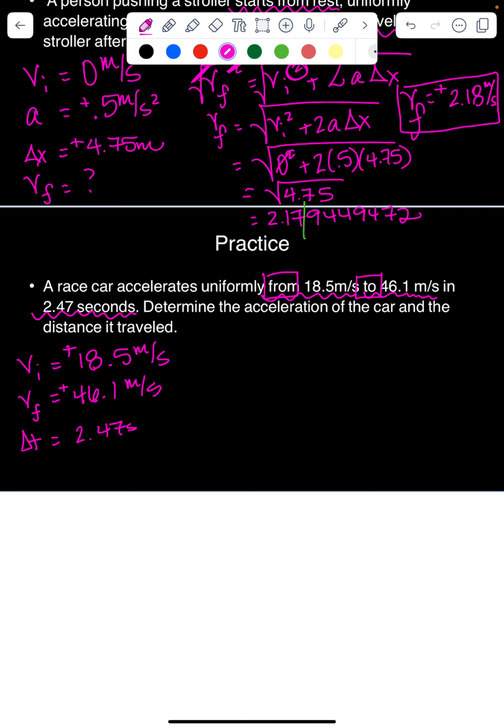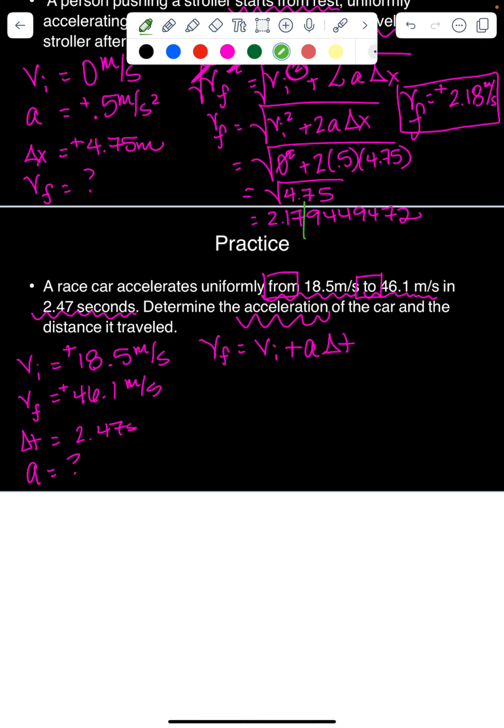I ask you to determine the acceleration. So we are looking for the acceleration of this car. All right, now the only thing that we are not given is our delta x. So we go back to the drawing board. We look at all of our equations. We know that the only one that does not have delta x is our second one. So we have v final is equal to v initial plus acceleration times delta t.